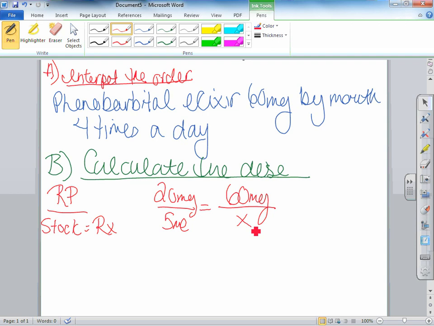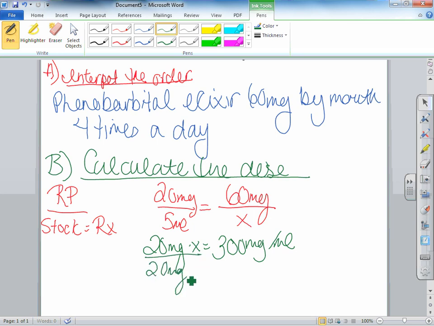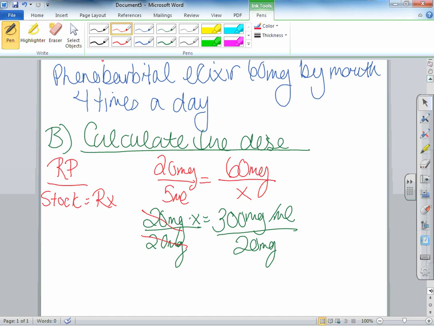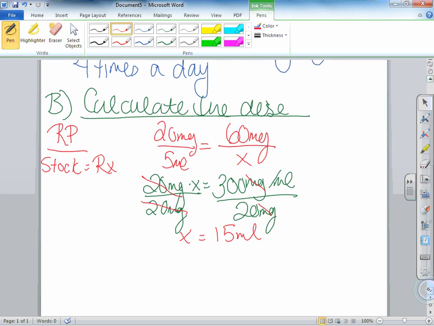So when I solve this problem, I'm just going to crisscross multiply. So that's 20 milligrams times X equal 60 times 5 is 300 milligrams per milliliter. To get X by itself, I'm going to divide 20 milligrams on both sides. As you can see, 20 milligrams crosses out on the left hand side, leaving me with X. And I'm going to divide, 300 divided by 20 gives you what? 15 milliliters, because milligrams crosses out on the right hand side.